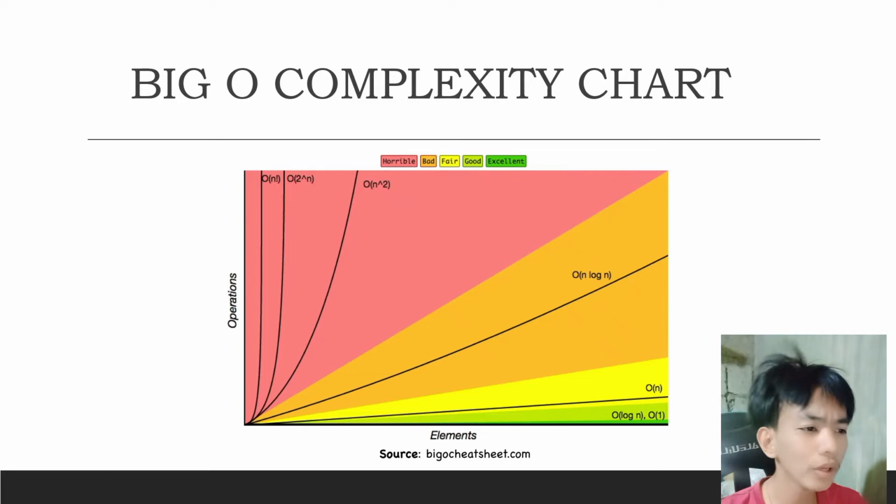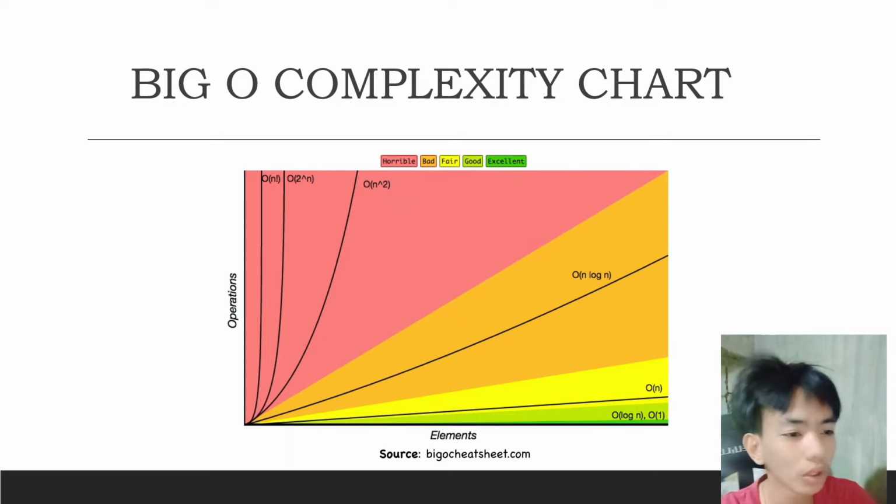So, Big O complexity chart. Ito yung example ng Big O complexity chart.